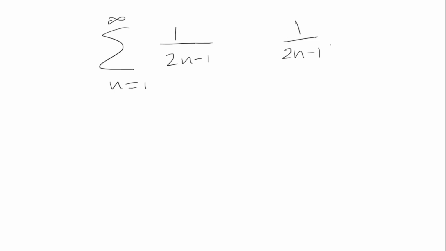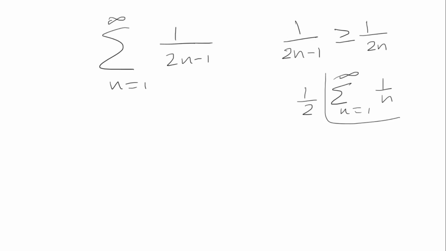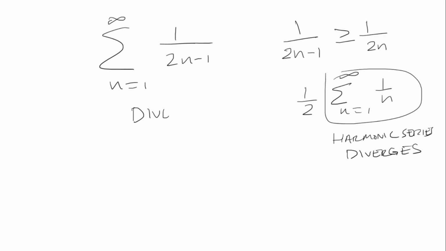And the way you do that is by making the denominator bigger. So we'll make the denominator bigger by adding 1. So we'll just have 1 over 2n. So you can think of this as 1/2 times the sum from n equals 1 to infinity of 1 over n. So we'll just factor out the 1/2. And this diverges, because it's the harmonic series. So anything bigger will also diverge. So therefore, by the direct comparison test, this series diverges.